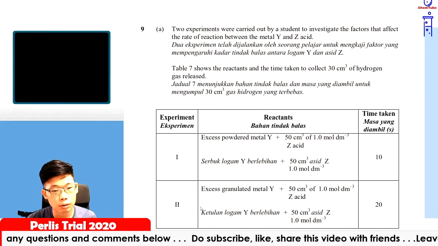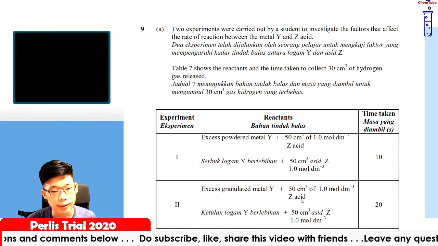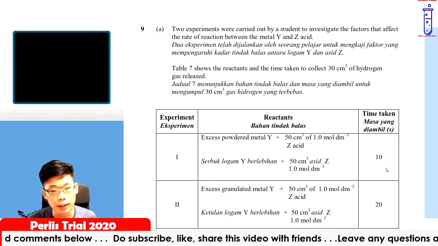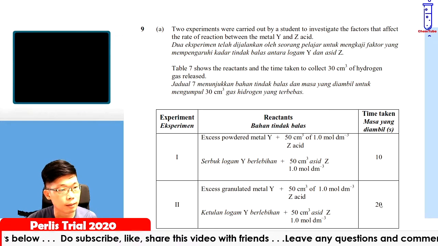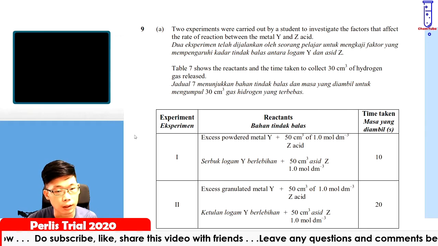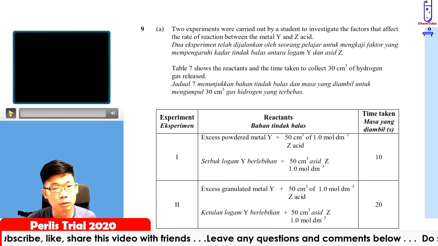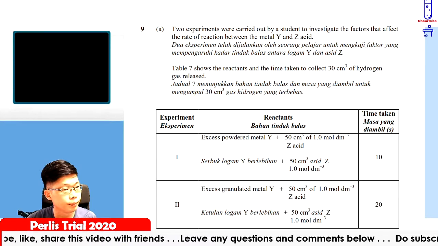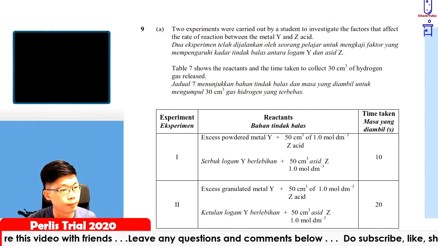For set 2, granulated metal Y, same concentration and volume of Z acid. The time taken is 20 seconds. So now I show you the experiment. Actually, how do we do this experiment? Let's watch how to carry out this experiment.